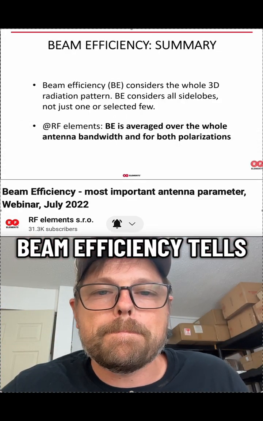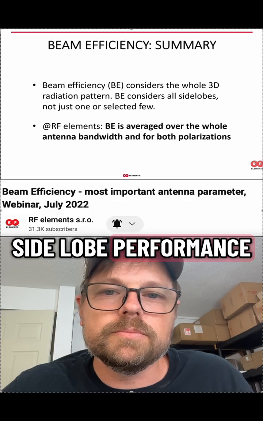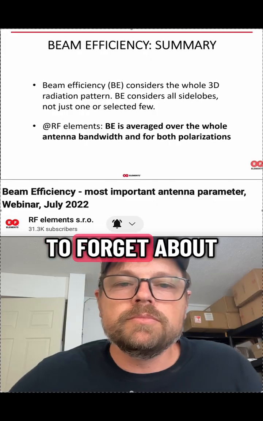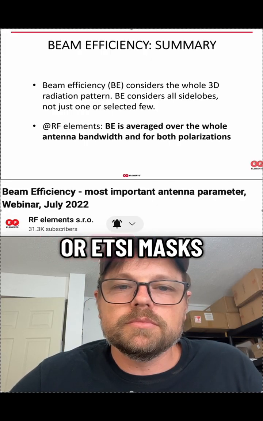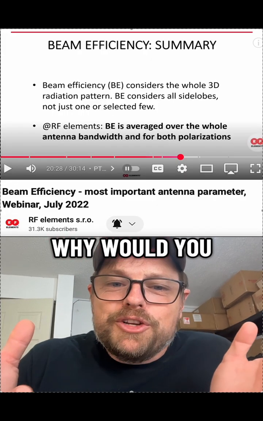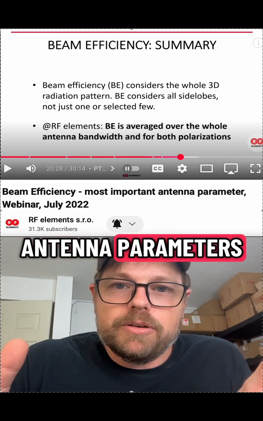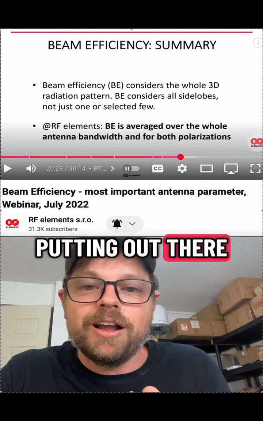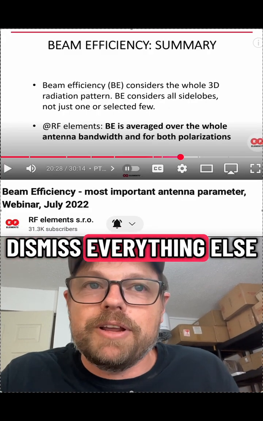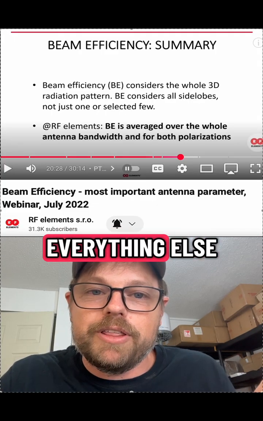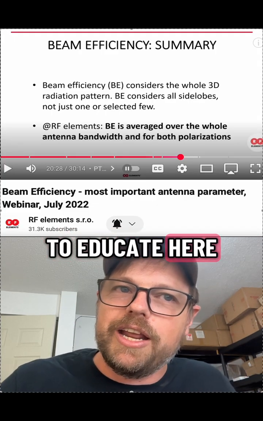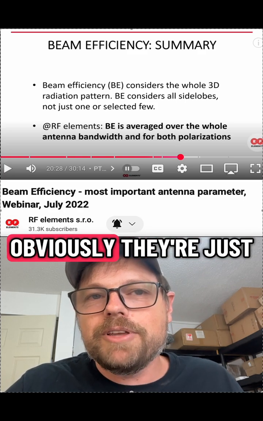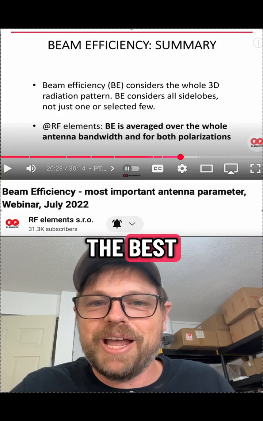"Beam efficiency tells you everything about side lobe performance. The higher the beam efficiency is, the better an antenna performs, period. So forget about front to back ratio, side lobe level, or ETSI masks, and really focus on..." Why would you forget about those other antenna parameters? Even if you fully swallowed everything that RF Elements is putting out there, why would you dismiss everything else? Why would you forget about everything else? Are they trying to educate here, or are they just trying to market their products as the best? Obviously, they're just trying to market their products as the best.